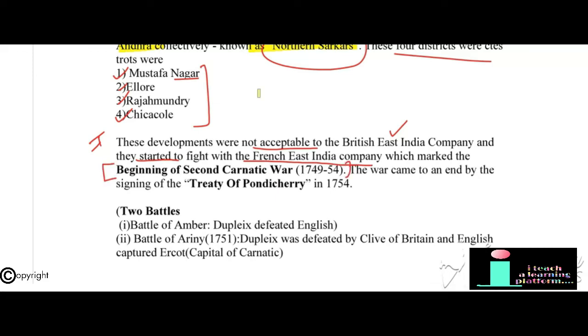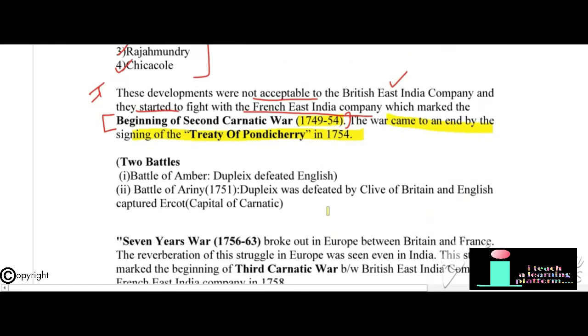And the duration of the Second Carnatic War was 1749 to 1754. The war came to an end by the signing of the Treaty of Pondicherry in 1754. Here, the important treaties which mark the end of the war, the chronological order and the important battles are really very important from the exam point of view.